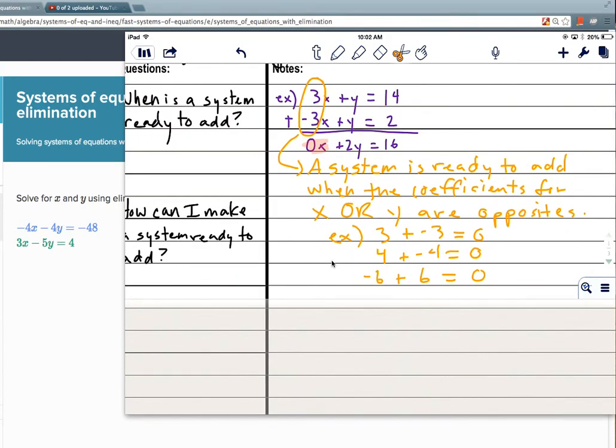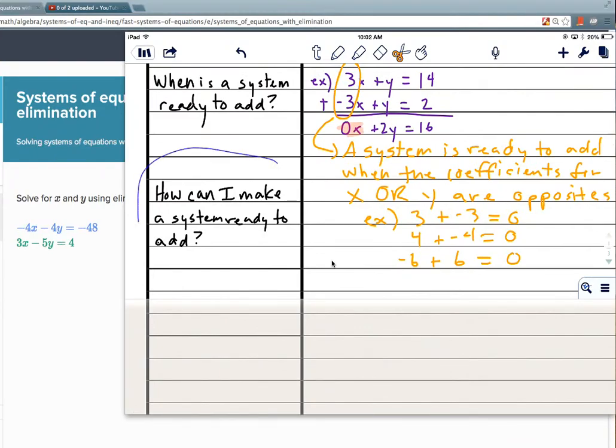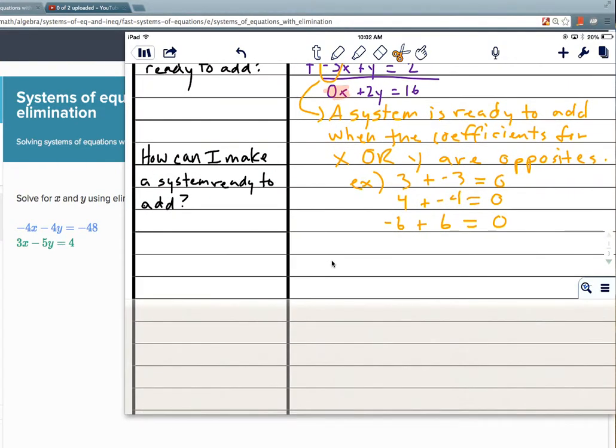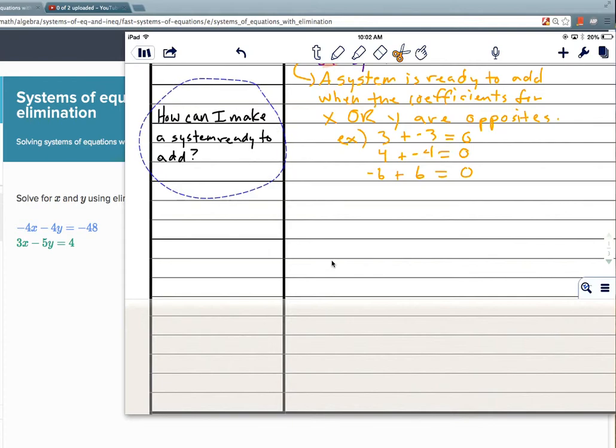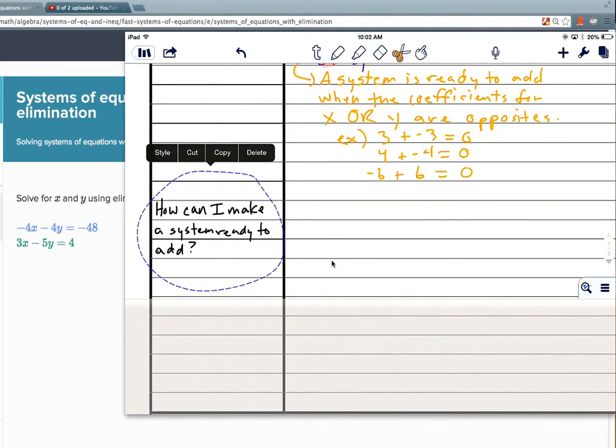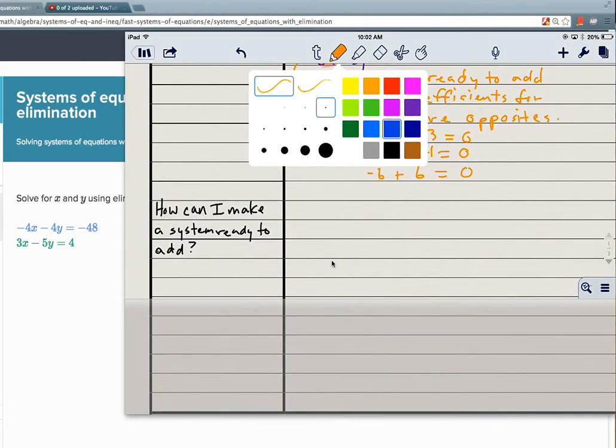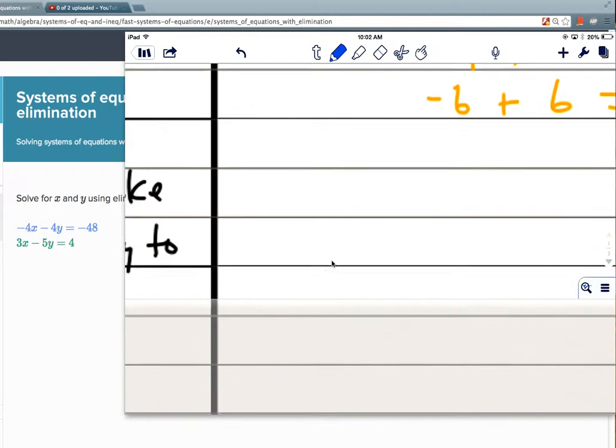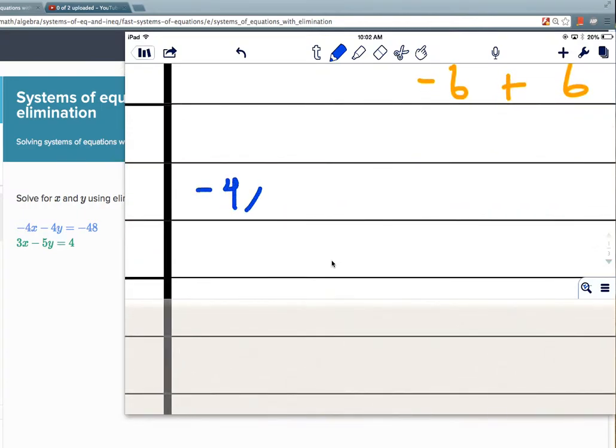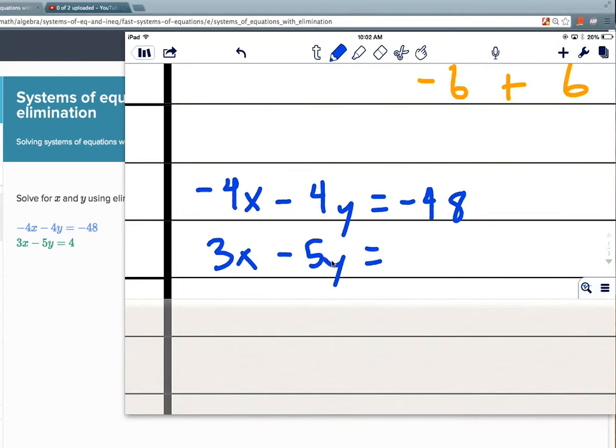So let's go ahead and look at an example where it's not already prepared, and we'll use this example and look all the way through it to see how this whole process works. So how can I make a system ready to add? We're going to use this system that you see over to the left. It's negative 4x minus 4y equals negative 48. And then I have 3x minus 5y equals 4.